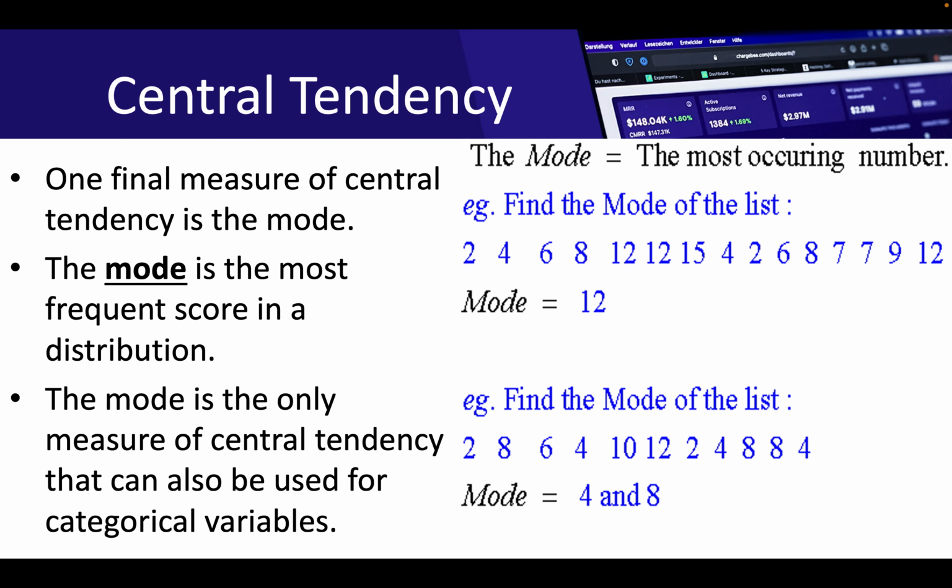One final measure of central tendency is the mode. The mode is the most frequent score in a distribution. The mode is the only measure of central tendency that can also be used for categorical variables. The mode is the most frequent number, and in this case we have three 12s and no more, so the mode would be 12. In this one we have three 4s and three 8s, which would make the mode both 4 and 8.